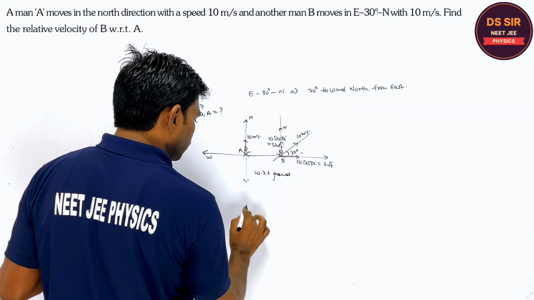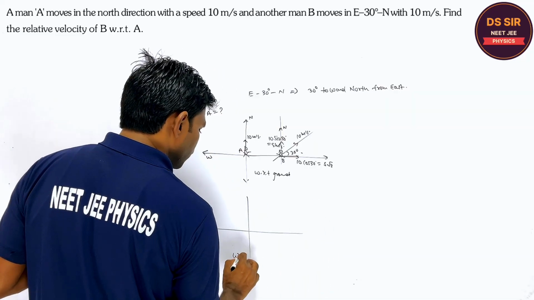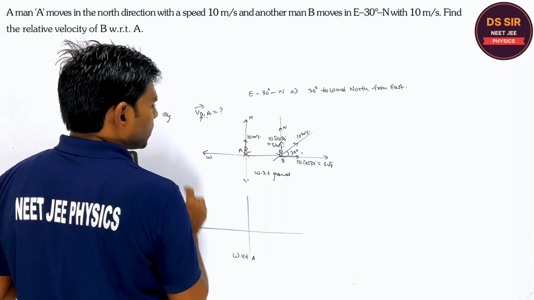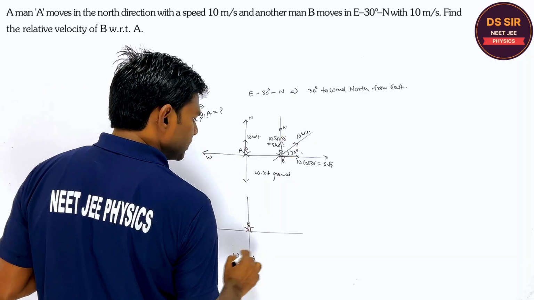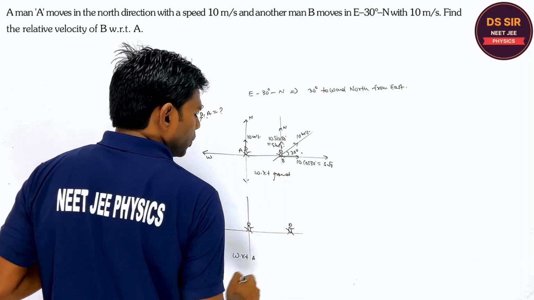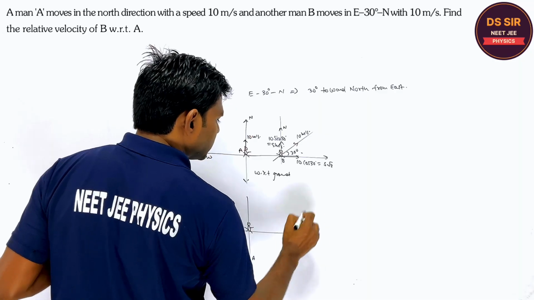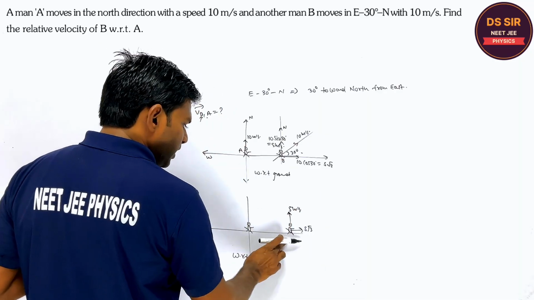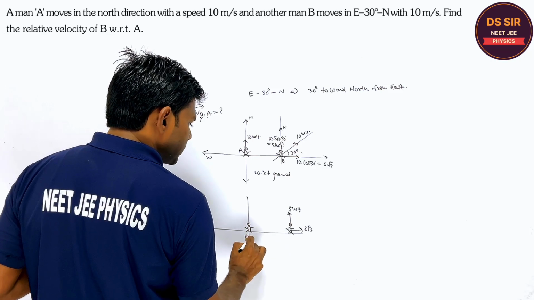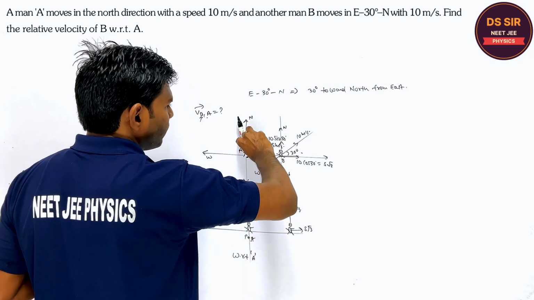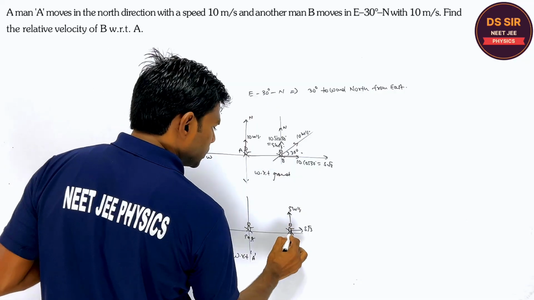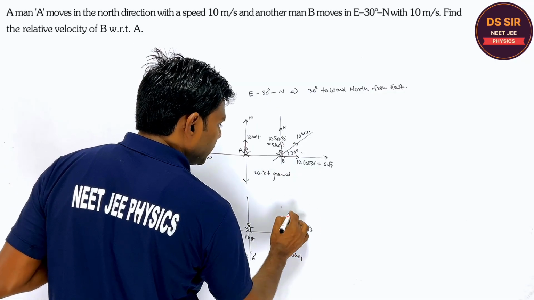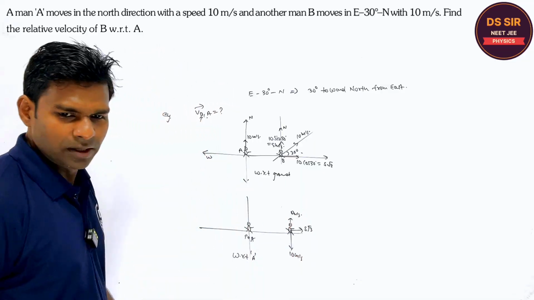So this is the figure with respect to ground. Fine. Now we have to make the figure with respect to A, because we want the velocity of B with respect to A. So A is at rest and this is the person B, although it is moving with 5 root 3 in this direction and 5 meter per second in this direction. To find the relative velocity with respect to A, A is assumed to be at rest and its velocity is transferred in the opposite direction. So this is 10 meter per second. This is 5 meter per second. Is it clear or not, you tell?